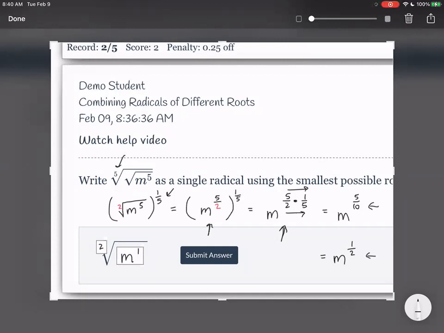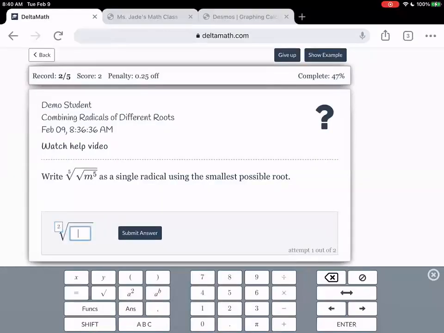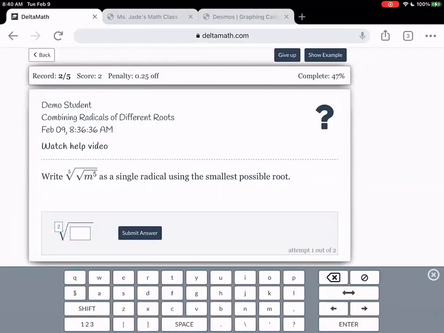Finally, converting it back into radical form, it's the 2nd root of m to the power of 1, but you don't have to write to the power of 1. You could just write m. So that's what I'm going to do. We're going to have the 2nd root of m, and I don't have to write to the power of 1.